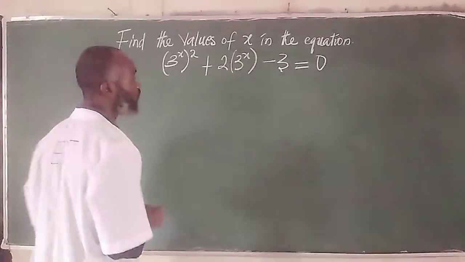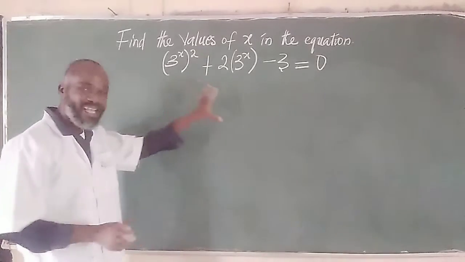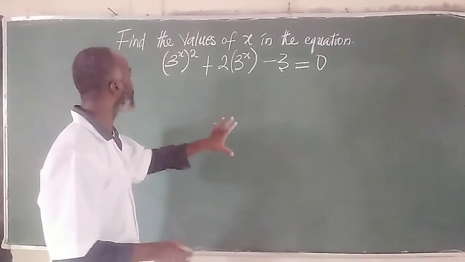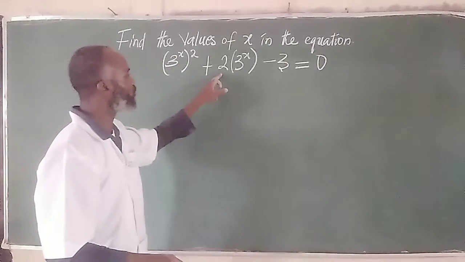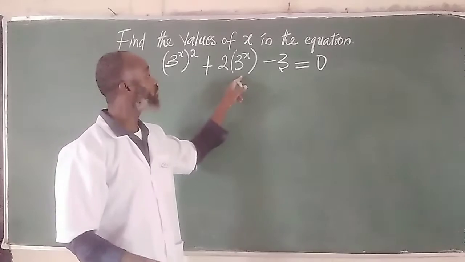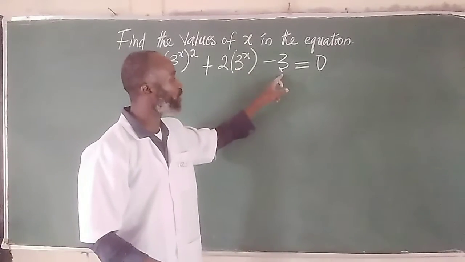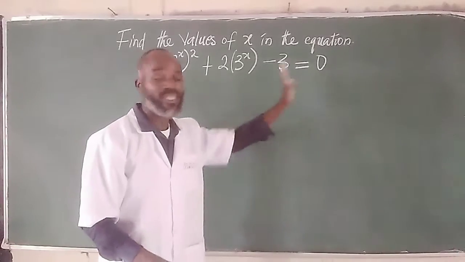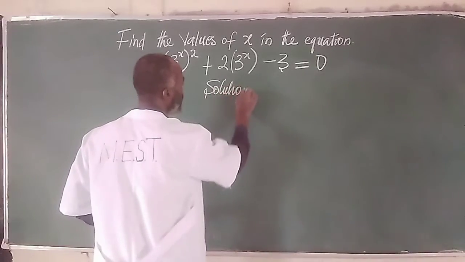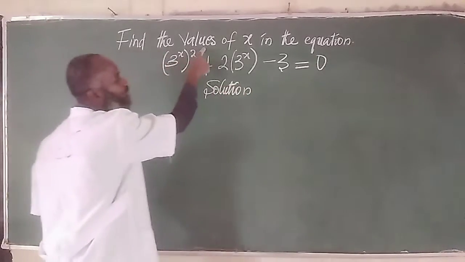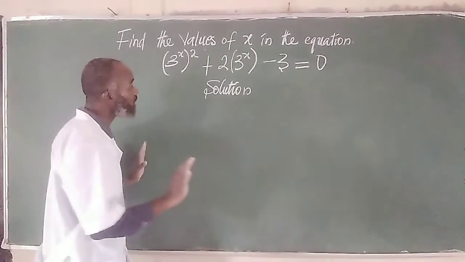Okay, we have the third question to solve, and it has to do with the same exponential equation: 3^(2x) + 2(3^x) - 3 = 0. Without wasting time, we put down the solution, because we need to find the values of x in the equation. That's what we need to find.